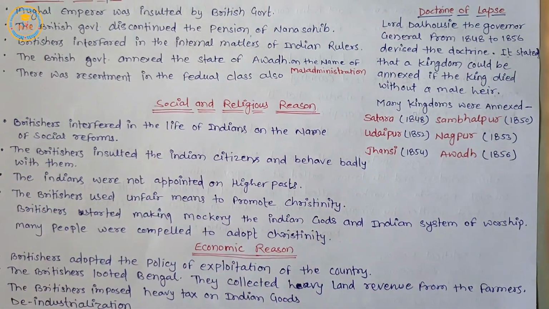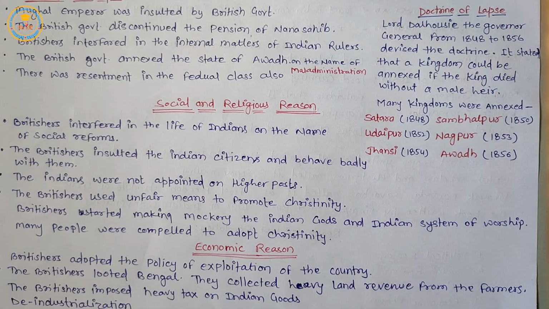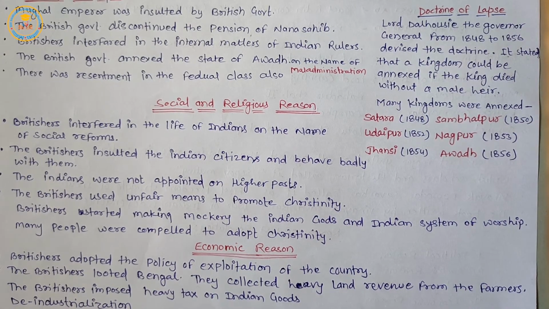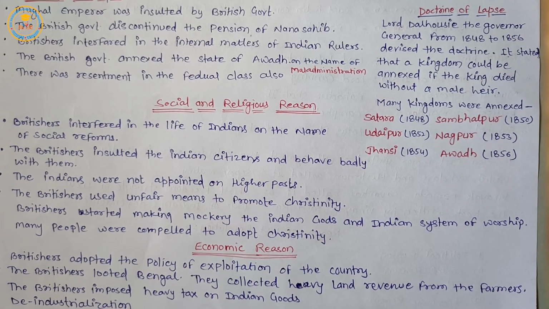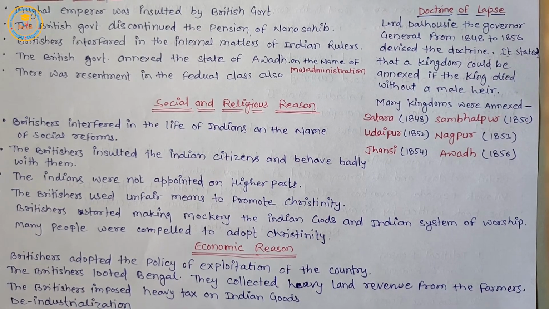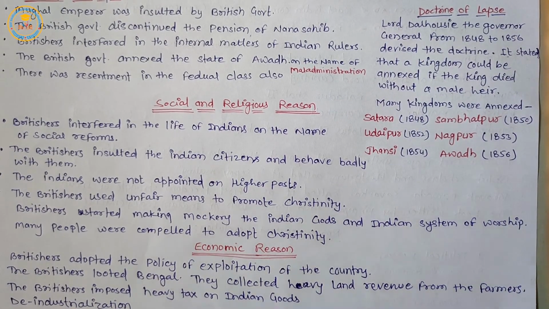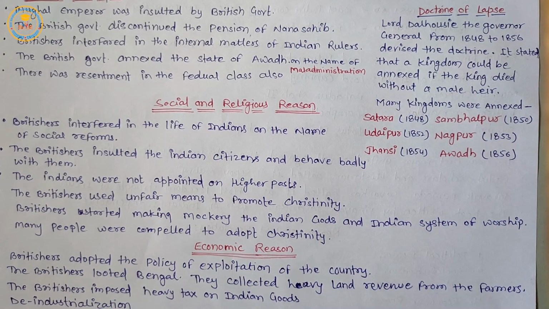They told them that if they adopted Christianity, then they would be given higher posts in the British government. And second, if an Indian prisoner adopted Christianity, then he would be released from imprisonment or his term would be lowered.